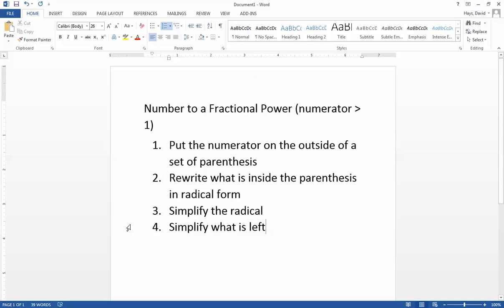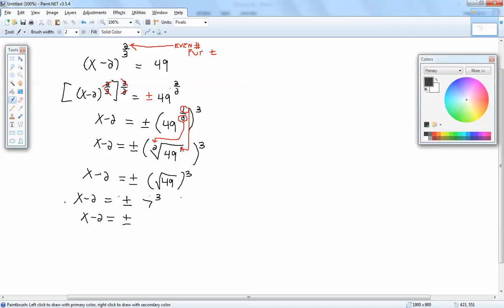Step 4, simplify what's left. 7 times 7 is 49, times another 7, 343. So we get 343. And we're solving for x, so I'll go ahead and take the negative 2 over to the right side and it becomes a positive 2.